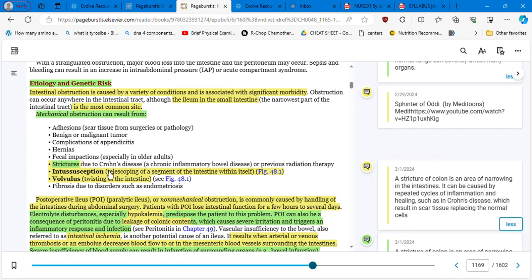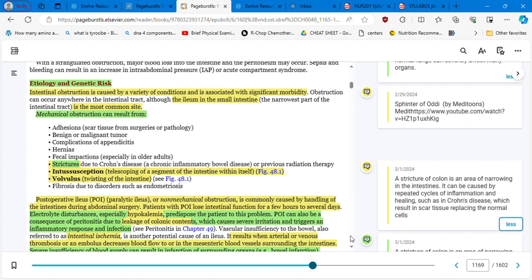Intussusception. Intussusception means telescoping of a segment of the intestine within itself. And we're going to see a picture in this chapter in a few minutes. Volvulus, twisting of the intestines.